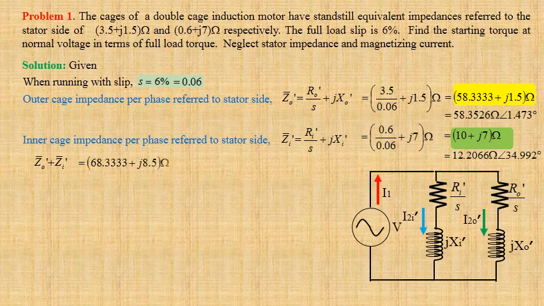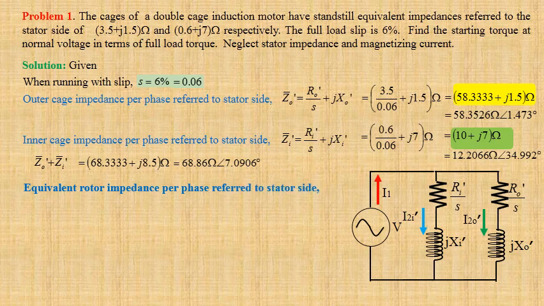Let us now determine Zo dash plus Zi dash, that is equal to 68.3333 plus j8.5 ohm. This may be written in polar form as 68.86 ohm at an angle 7.0906 degree.